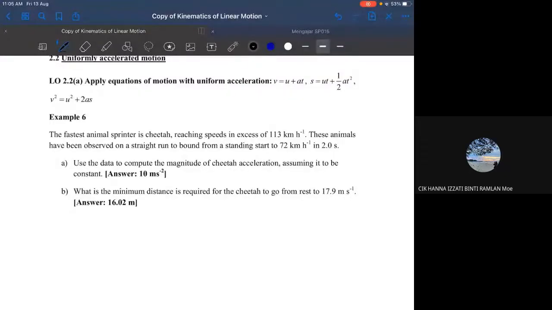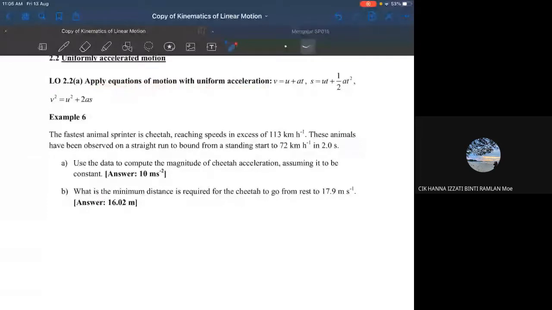Okay, so tengok dia punya learning objective apa iaitu dia cakap LO 2.2 apply sahaja, apply equations. Maksudnya apply kat sini maksudnya kamu pandai guna saja. Okay, tak payah hafal pun equation ni sebab nanti equation ni akan diberi waktu exam nanti, okay. So apply equations of motion with uniform acceleration. Maksudnya apply equation of linear motion lah.